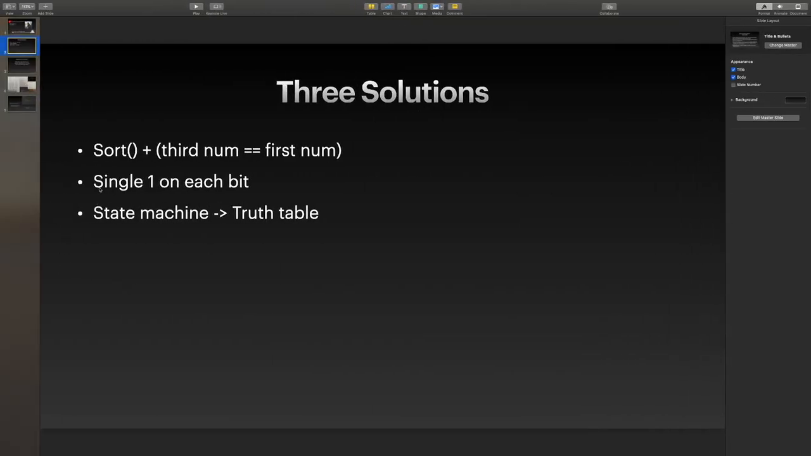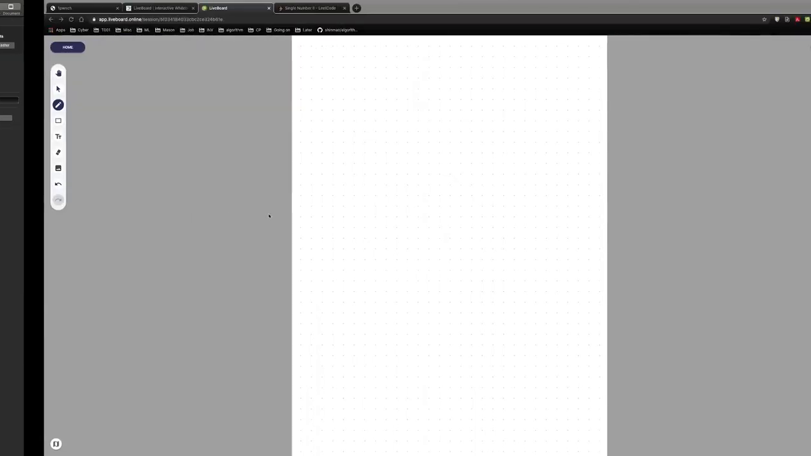So before we start on the first solution, you need to understand what a truth table is and how to calculate the output of a truth table by yourself. Here we will use a state machine and a truth table to solve this problem. This solution is very cool and has the most efficient time complexity and the most optimized solution for this challenge. So you need to learn about this one.